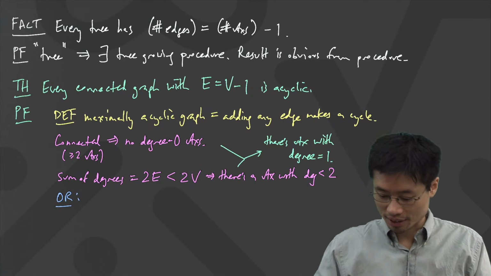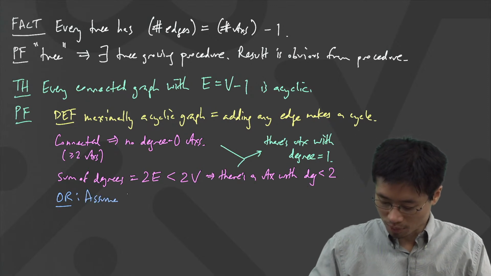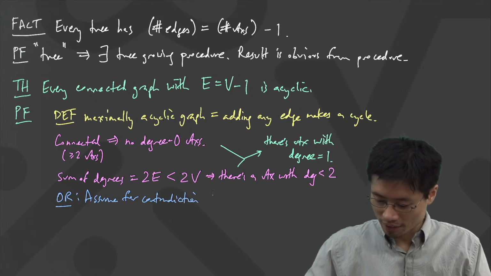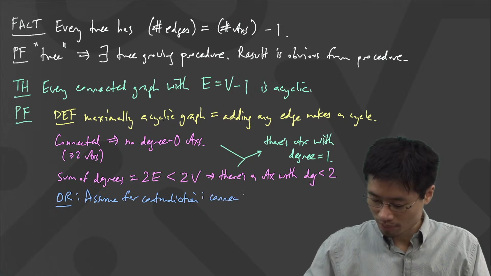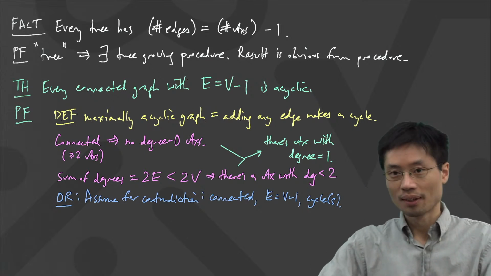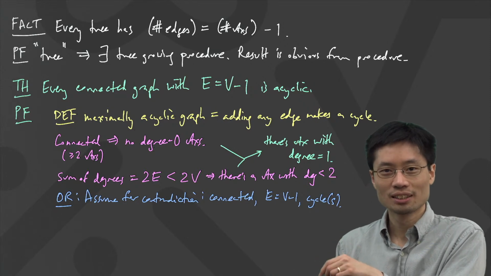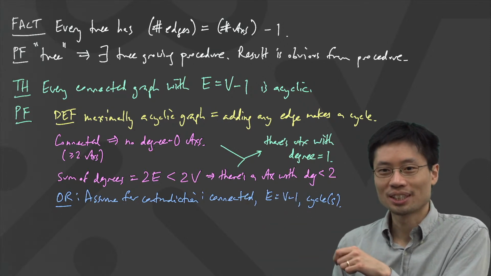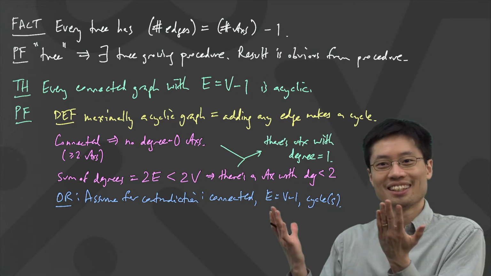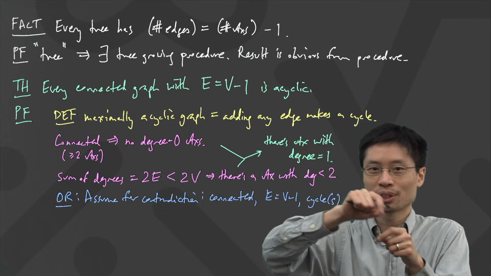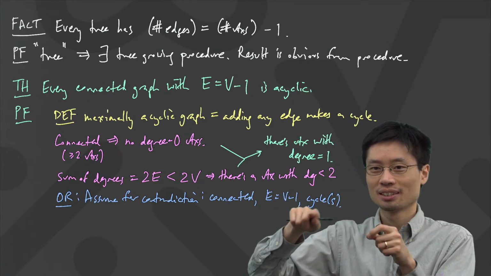Assume for the sake of contradiction that it's connected, the edges equal V minus 1, and there are cycles. Oh, well, if there are cycles, let's break some cycles. I don't like cycles. So as long as I see a cycle, rip out an edge. What does that do to your connectedness? It's still connected, right? If you were supposed to go from here to there and you were supposed to use that edge, go the other way around. Does that sort of make sense?